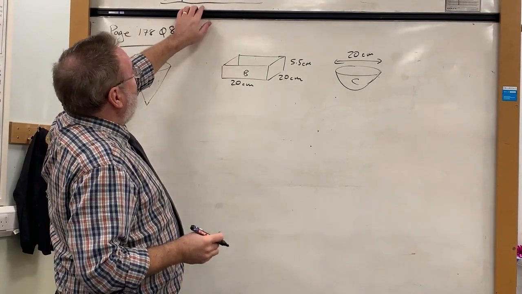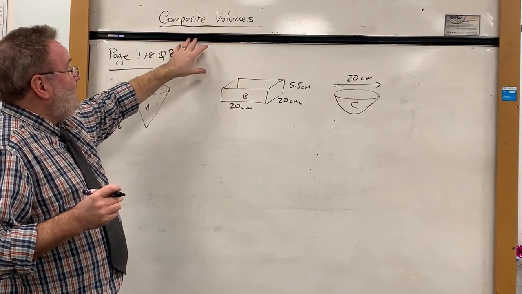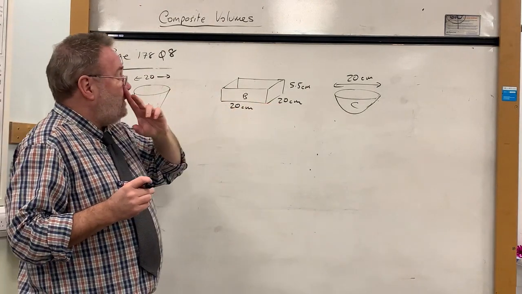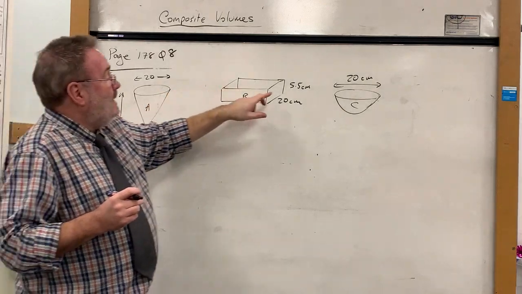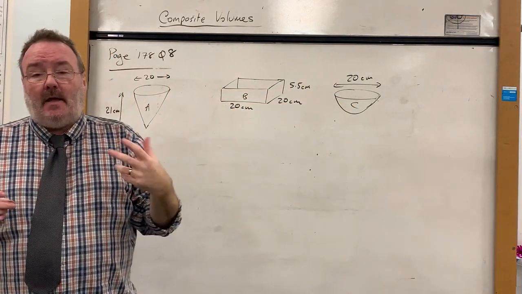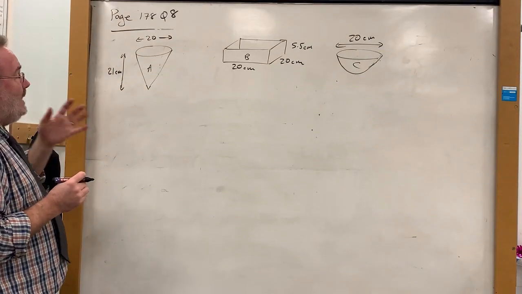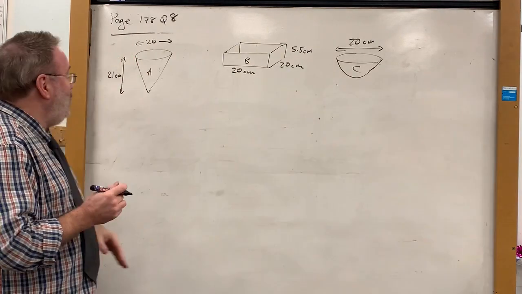Now, before we move on to look at composite volumes in more detail, we're going to do a question. Page 178, question 8, which is asking what are the volumes of the three and could you rank them in order? Which one contains the most, which one contains the least? So we've got three of the main shapes that we're going to look at.